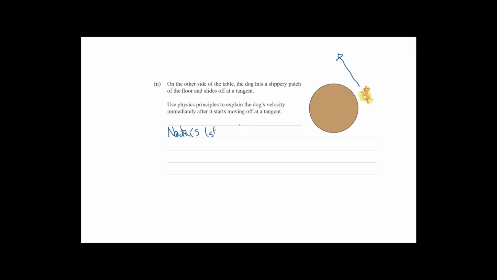Okay, so that law says that an object in motion will stay in motion at the same velocity, speed and direction unless acted upon by an external force. So that's really terrible. Let's rewrite that. So Newton's first law.